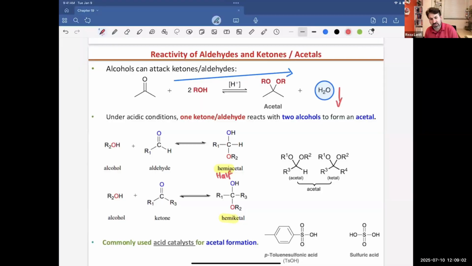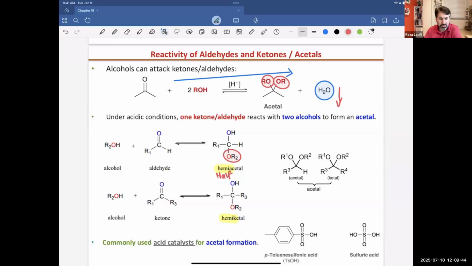Why half acetal? Because an acetal has two of this group, OR, whether it's OR1 or OR2, and right now we have only one of them. Technically one ether group there, and that's the reason we call it a hemiacetal. Well, an acetal has 2 of those groups. Now, if you're using an aldehyde, we call it a hemiacetal. If it's a ketone, we call it a hemiketal. But you will see that they use the term acetal for both of them. Whether it's an aldehyde or a ketone, we still call it an acetal.